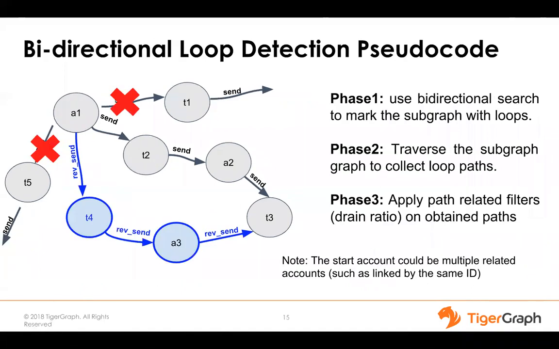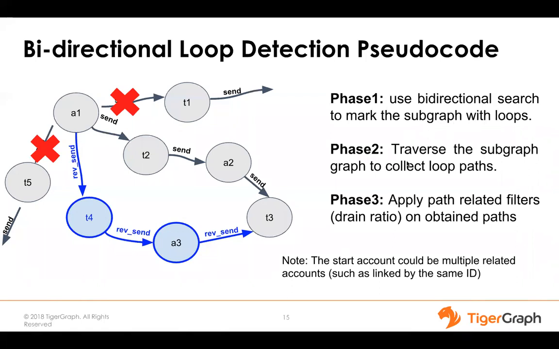We actually use a so-called bidirectional loop detection, which has three phases. In the first phase, we use a bidirectional search, but we are not building the path while traversing. We just mark the subgraph. Basically, we traverse from both the forward edge, that's the send edge, and the backward edge, the reverse send edge. We go through those nodes and mark them. If it's a forward reachable node, we mark it forward reachable. If it's a backward reachable node, we mark it backward reachable. Then we use the bidirectional search to find all the valid vertices that are in one loop, and we mark them as our subgraph. That's phase 1. We don't do anything about the path, we just mark the subgraph.